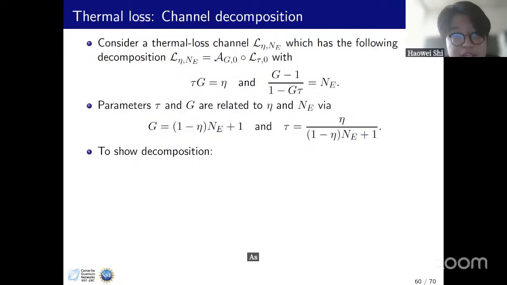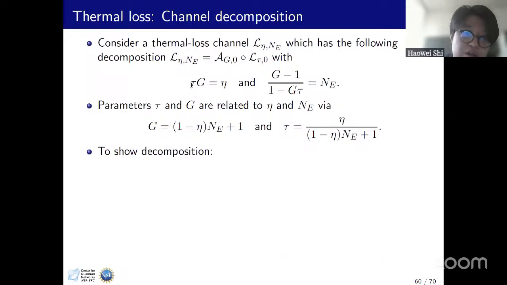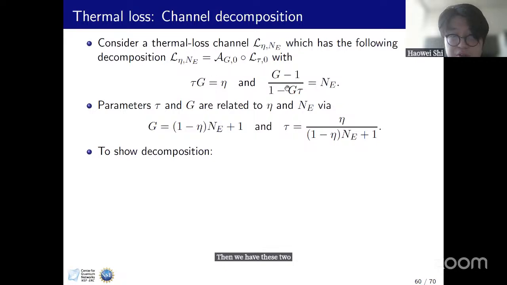As Anthony has mentioned, we can further decompose this thermal loss channel into a pure loss channel and a pure amplifier channel, with parameters G and tau. We want tau multiplied by G to equal the final overall transmissivity eta, and the thermal photon number produced by this concatenation to equal the overall thermal photon number NE. Then we have these two equations here.